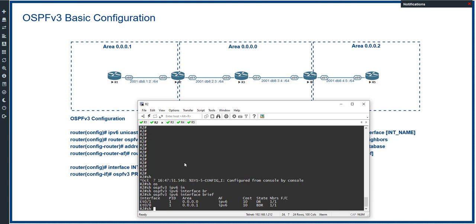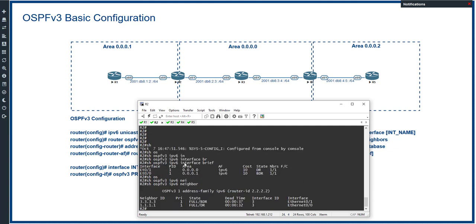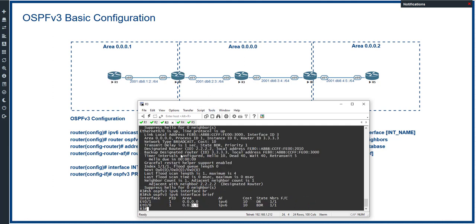Show OSPFv3 IPv6 neighbor. In router 2 we have two neighbors. First is router 1, second is router 3. Both of these neighbors, router 1 and router 3, are using the priority of 1, and the state is full for both of them. And here you can see the state of the neighbor, dead time, also interface ID, and also interface ETH00. We have over the interface ETH00 one neighborship with router 1, and over ETH01 one neighborship with router 3. It is the same.